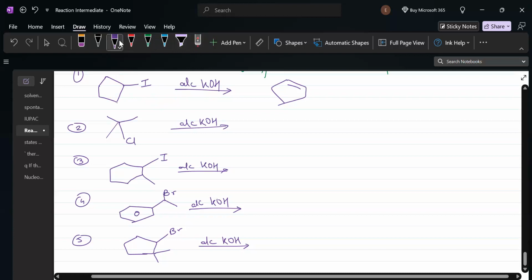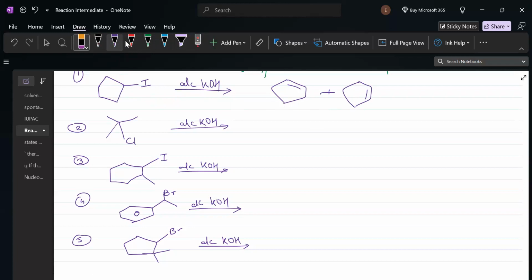See, let me draw this for you also. So you will get this one, right? So the point which you have raised, that which one is major and which one is minor, there is only one product only, because this is a symmetrical one. If you name it by IUPAC, both products are the same, right? Yes, sir. So since both products are the same, we will not say that one is major or one is minor.